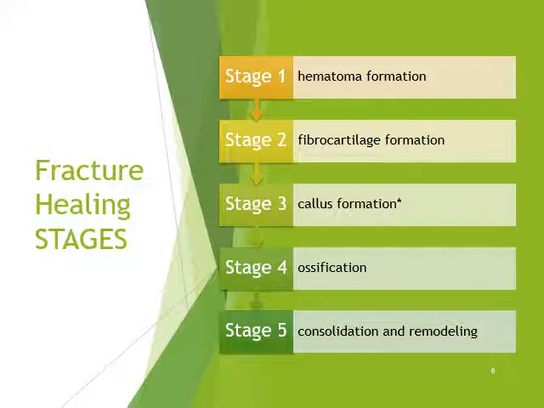It's forming a callus and beginning to turn into a bone, which is stage 4, where it actually ossifies or hardens. And then stage 5 is consolidation and remodeling. So in the absence of bone disease, most older adults eventually heal as well as young adults.